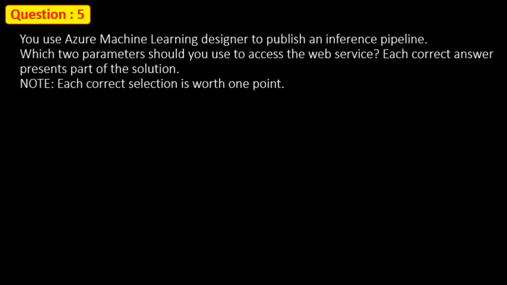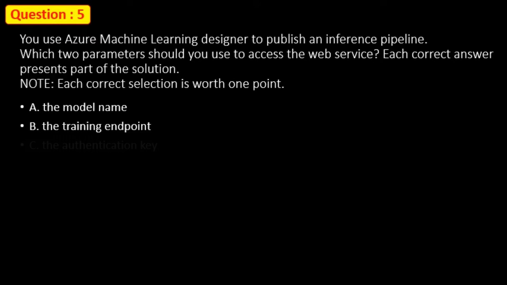Question number 5. You use Azure Machine Learning Designer to publish an inference pipeline. Which 2 parameters should you use to access the web service? Each correct answer presents part of the solution. Note: each correct selection is worth 1 point. Options as below. A. The model name. B. The training endpoint. C. The authentication key. D. The REST endpoint.